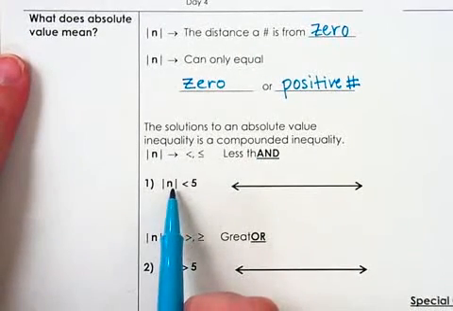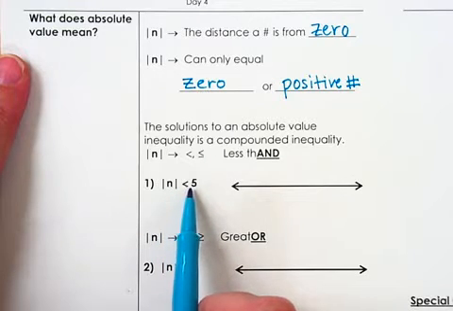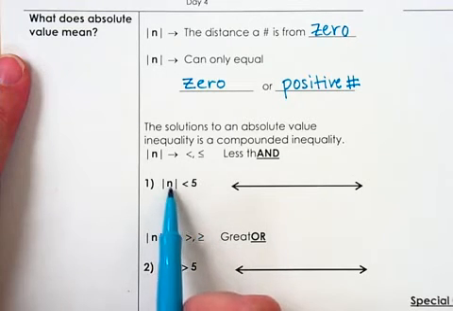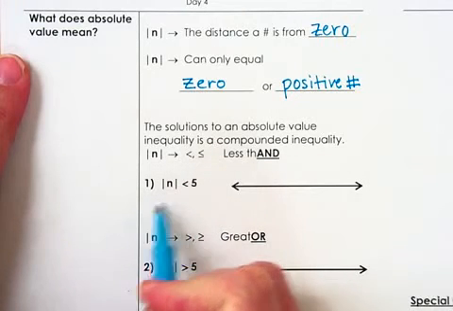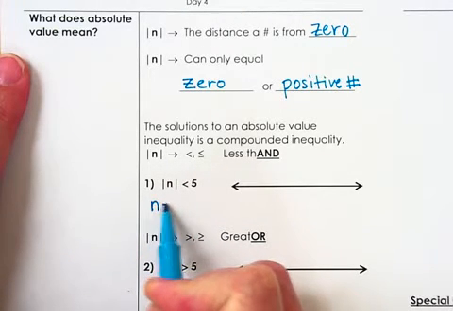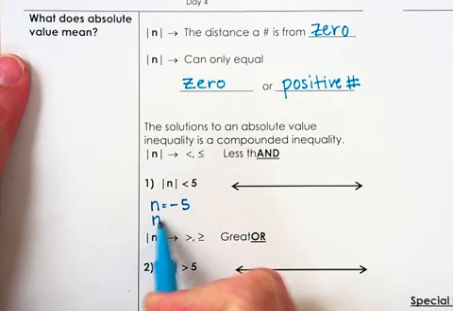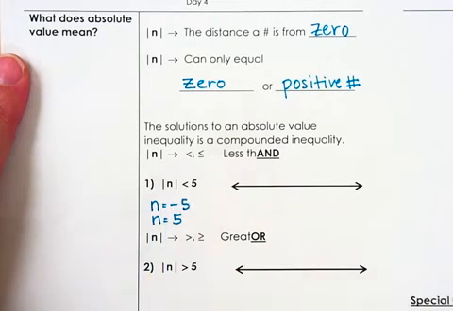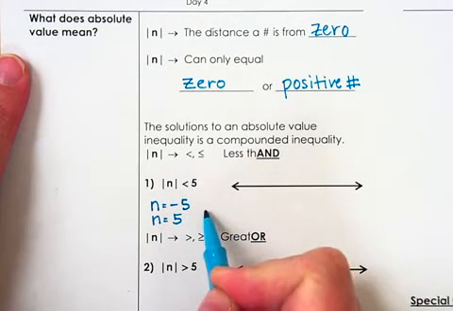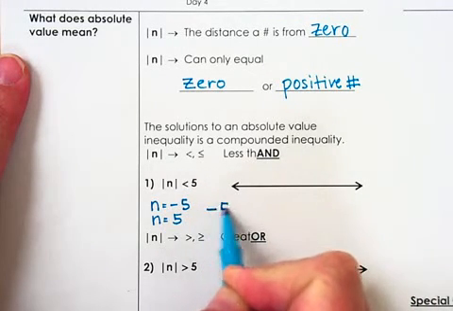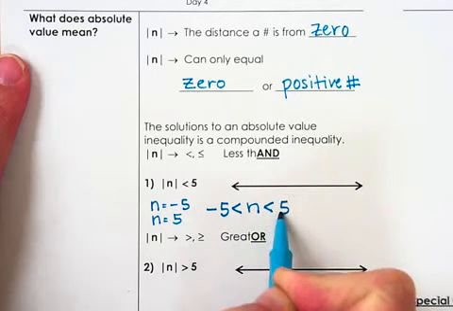So in this case, I have the absolute value of n is less than 5. I have to ask myself, what types of numbers can create the absolute value of 5? It could be -5 inside there, or n could be +5 inside the absolute value. So we write that as a compound statement. I write it like this: -5 is less than n, which is less than 5.